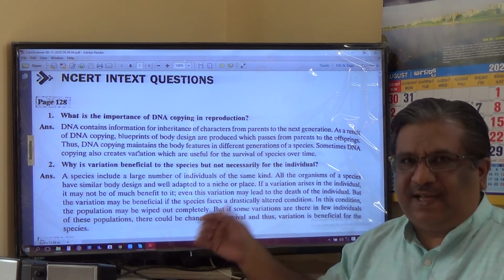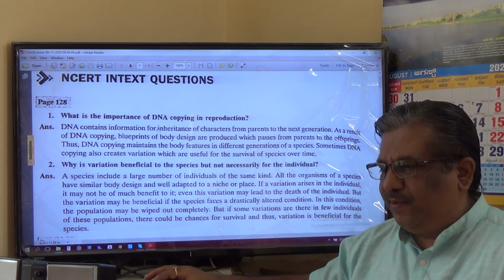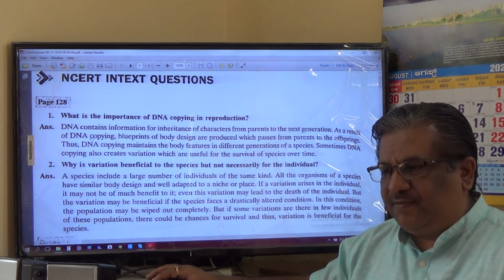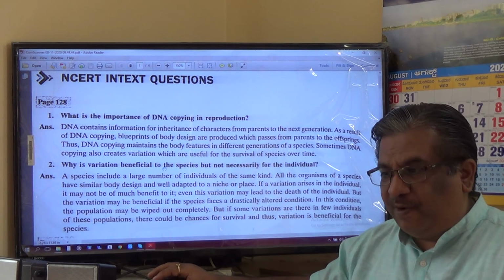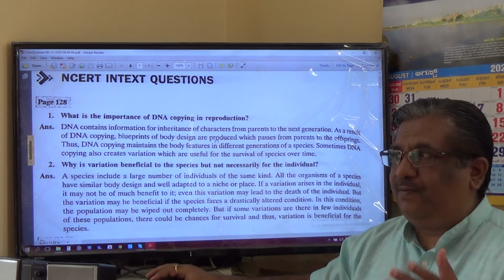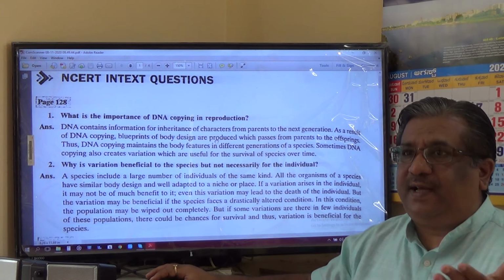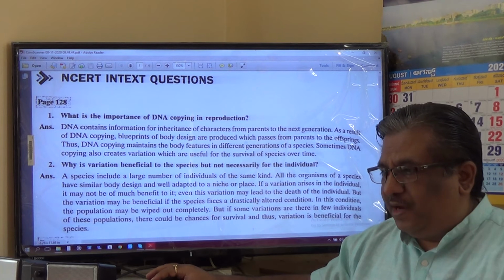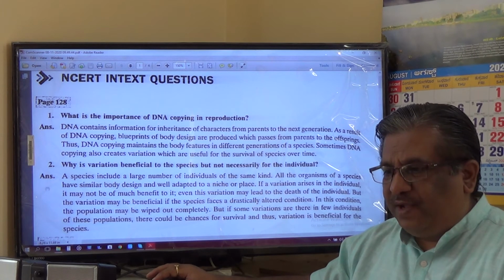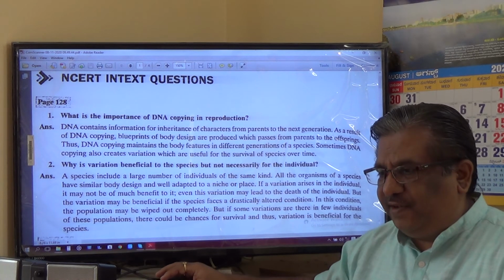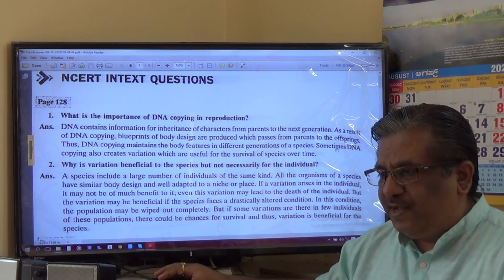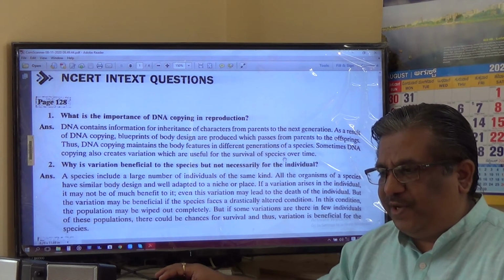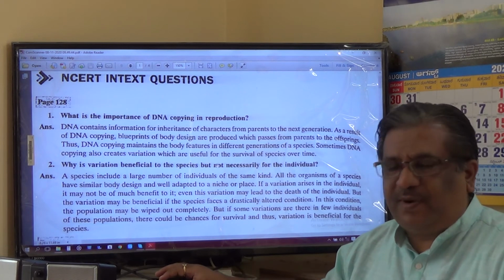You can say. So let us see what is the answer given here. DNA contains information of inheritance of characters from parents to the next generation. As a result of DNA copying, blueprints of body design are produced. Important. Therefore, see, the DNA copy is referred as the blueprint of a body design. Please remember that. Okay, and which passes from parents to the offsprings. Thus, DNA copying maintains the body features in different generations of the species. Sometimes DNA copying also creates variation which are useful for the survival of species over the time. So this is the importance of DNA copying.